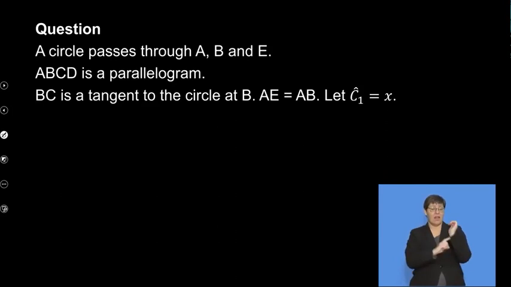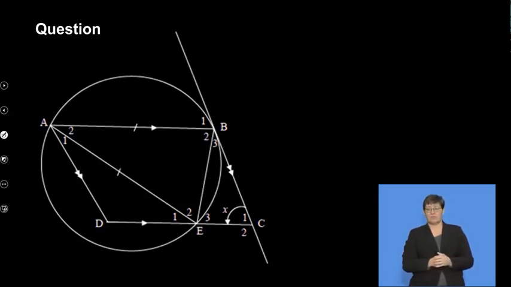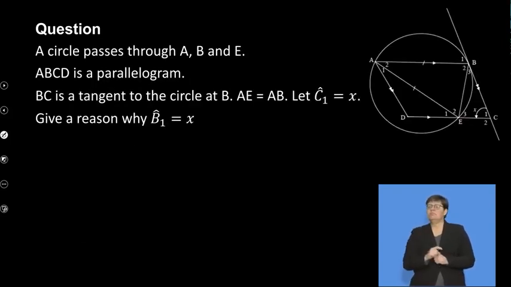Now, just one last question. They say to us, a circle passes through A, B, and E, right? And then this is a parallelogram ABCD. We have a tangent there, which is BC. Now, if we apply all of this that they've given us here, right? We know that AB is equal to AE, right? And C1 is x there. The first question will be, why is B1 also equal to x?